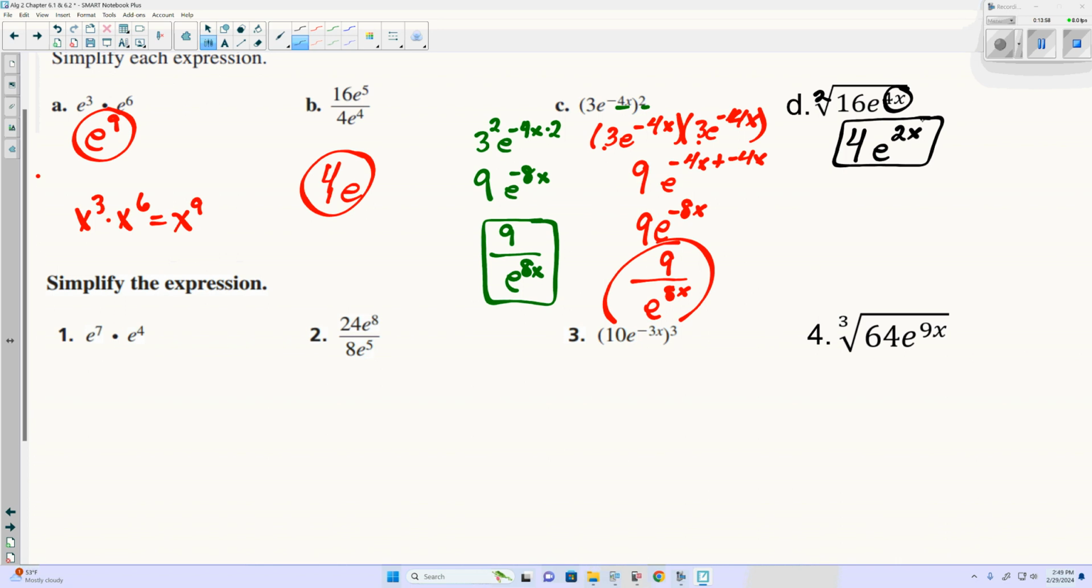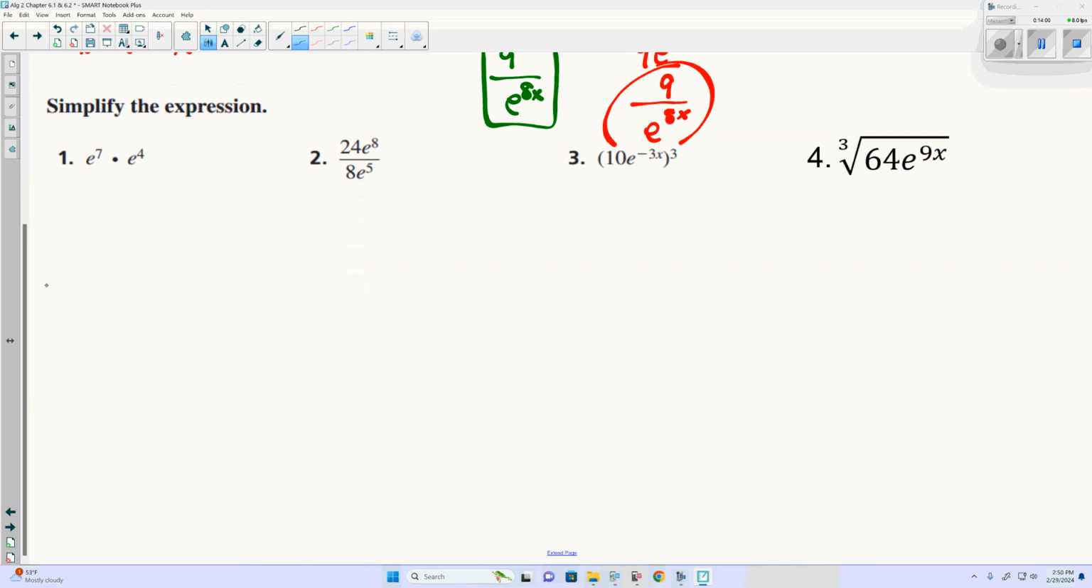Let's look at the next 4. e to the 7th times e to the 4th is e to the 11th, because when the bases are the same, we add the exponents. So 7 plus 4 is 11.